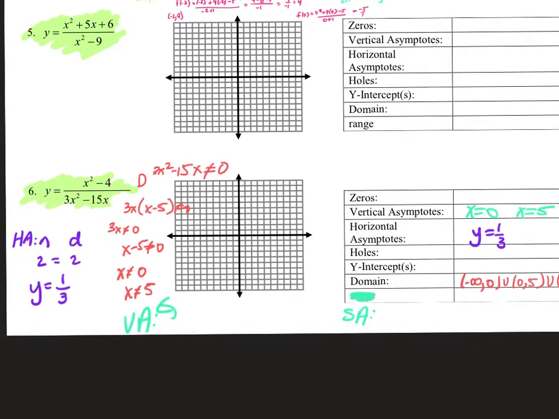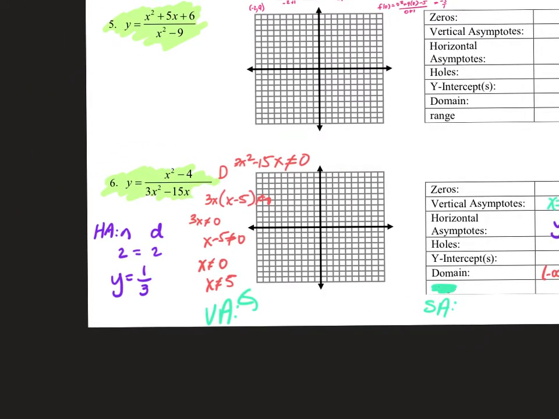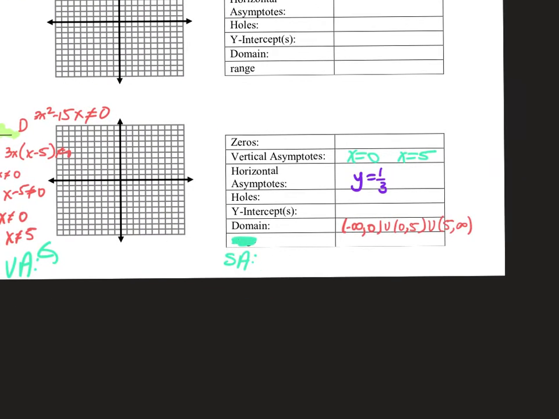Do I have a slant asymptote? No. If I tried to divide x squared into 3x squared, I would just get 3. So my slant asymptote is none. You need to write none.